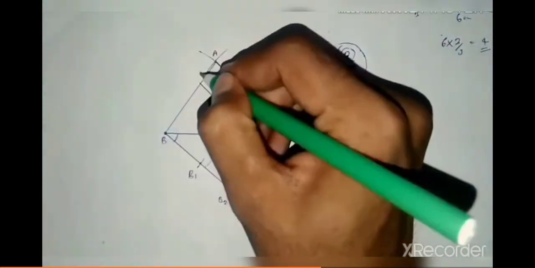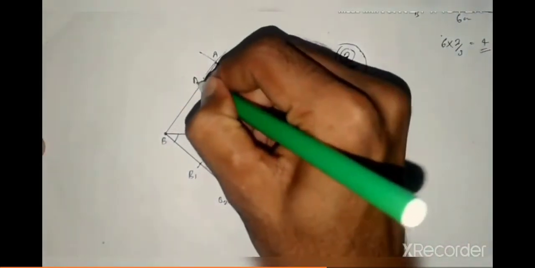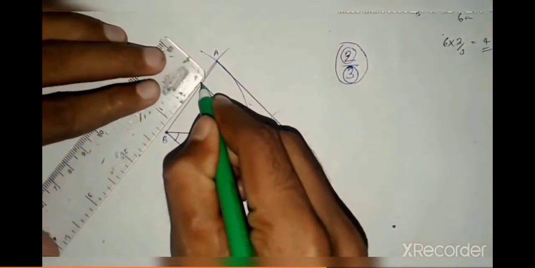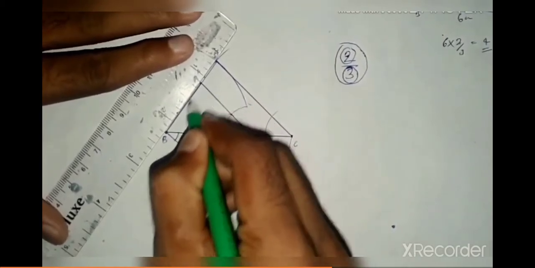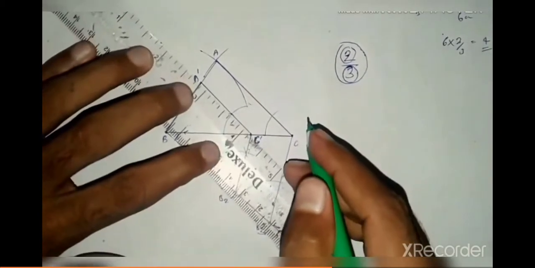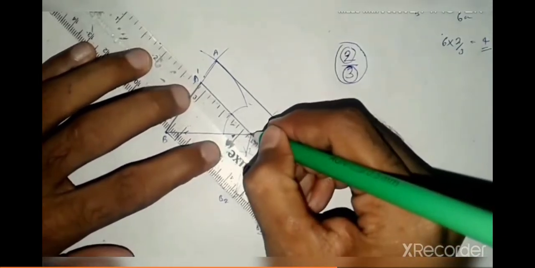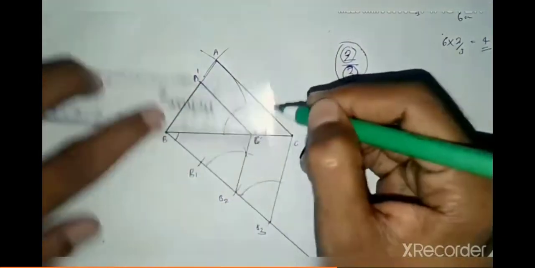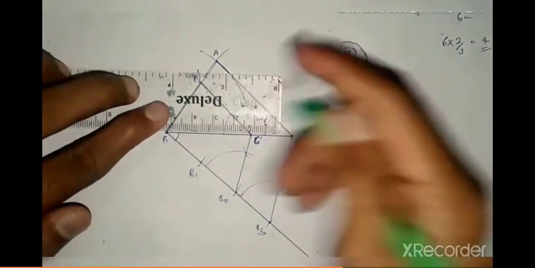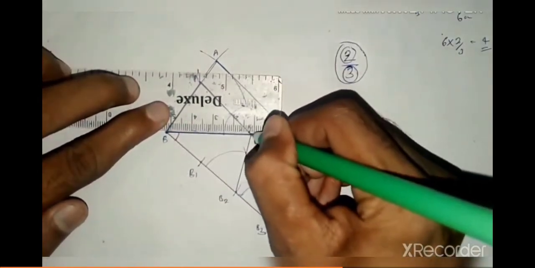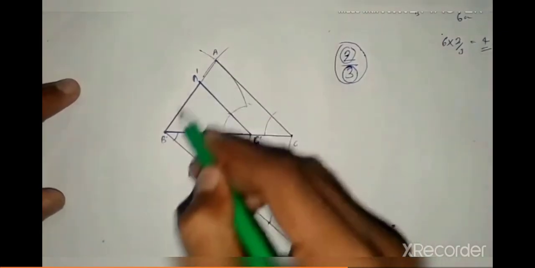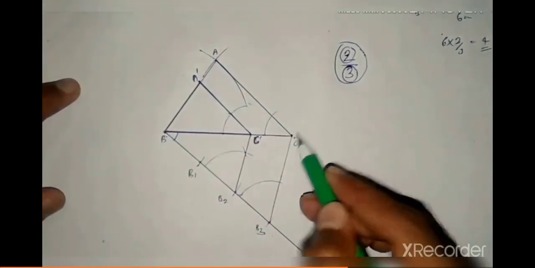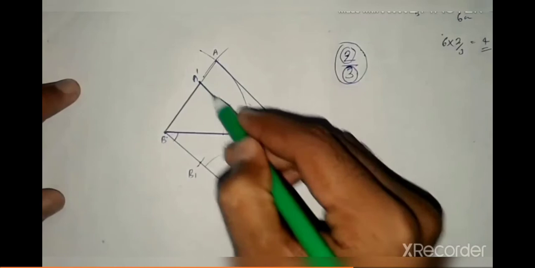Now you can name it A dash or B dash. You can name it A dash. So now A dash B C dash is a similar triangle of the ABC. You can mark it, and you can shade the part also, A dash B C dash. You can shade it, no problem.